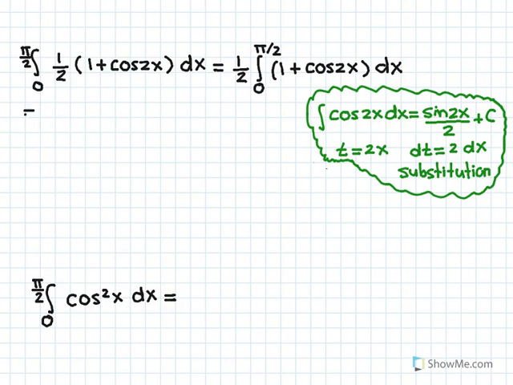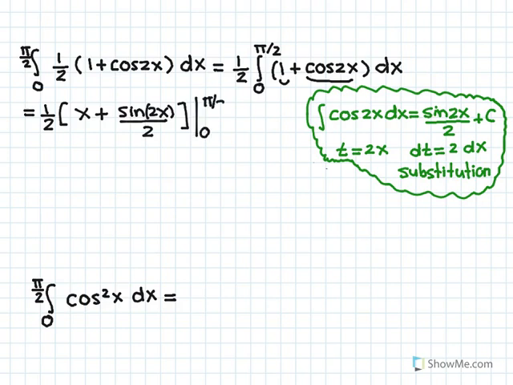So what we have is 1/2 times the integral of 1. What is the antiderivative of 1? That's just going to be x. And what is the antiderivative of cosine 2x? That's going to be sine 2x divided by 2. This is just reversing the chain rule, or you can say we're doing the substitution technique, and we're going to show that at the end. So that's evaluated from 0 to pi over 2.